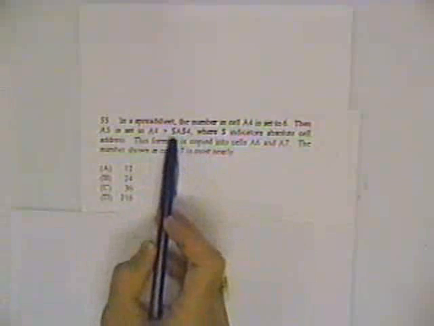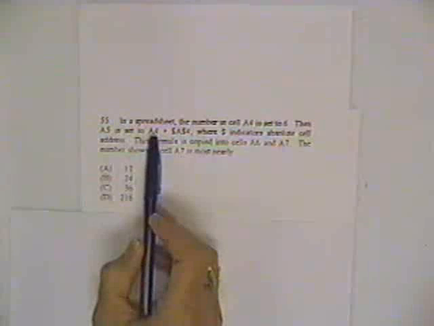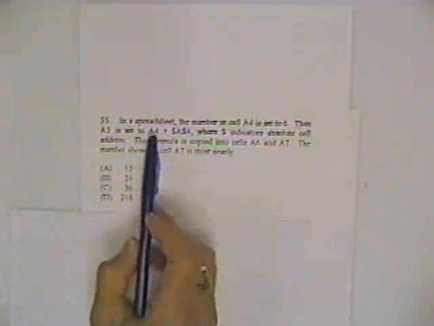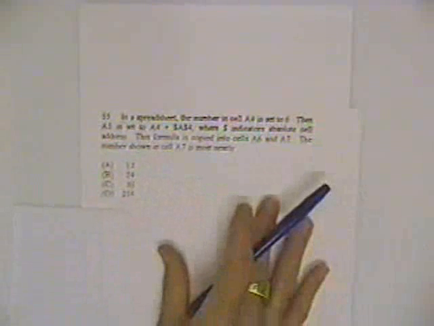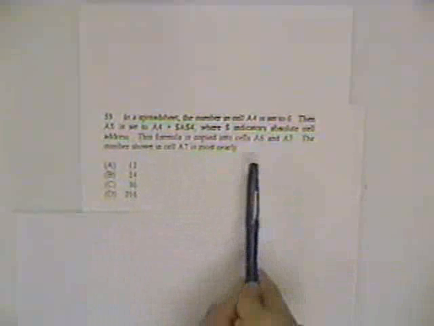In this case, the $ sign indicates that the second reference to cell A4 is an absolute cell address, where the first reference to A4 is a relative address. So here we have a relative address plus an absolute address. In that cell, both of those will refer to the same cell. They'll both refer to whatever value is in A4, which was set to 6. The problem then specifies that the formula is copied into other cells, A6 and A7, and asks that the number shown in A7 should be most nearly one of these.